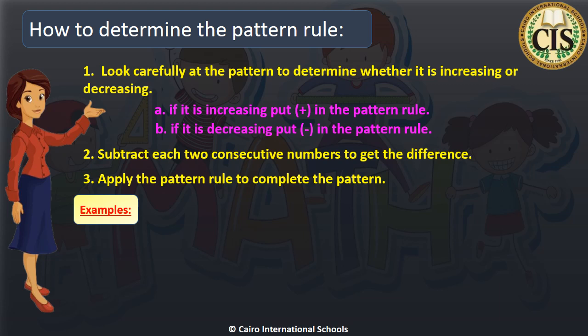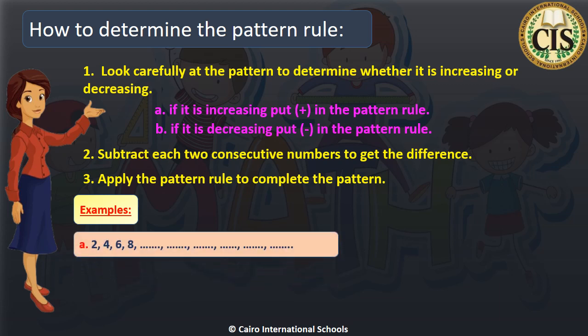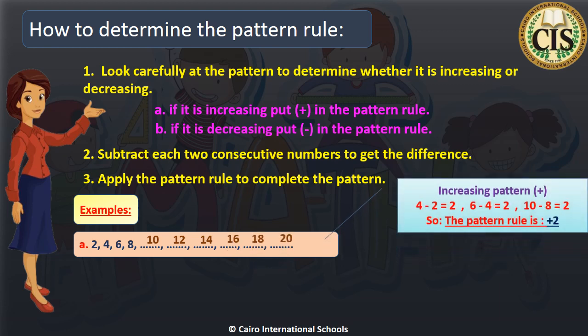Here are the following examples. The first example, 2, 4, 6, 8, 10, 12, 14, 16, 18, 20. What did we notice here? We noticed that this is an increasing pattern because the numbers are getting larger: 2, 4, 6, 8, and so on. How to find the pattern rule?